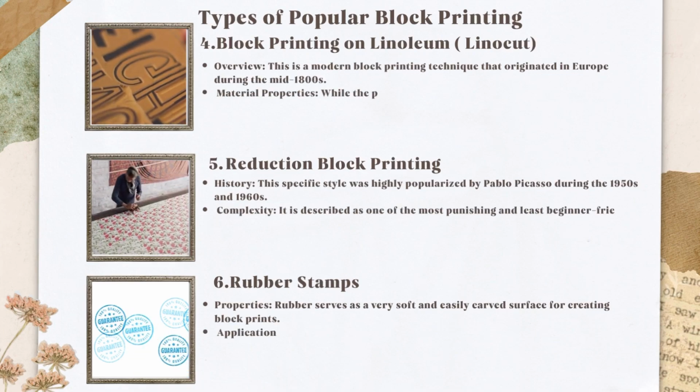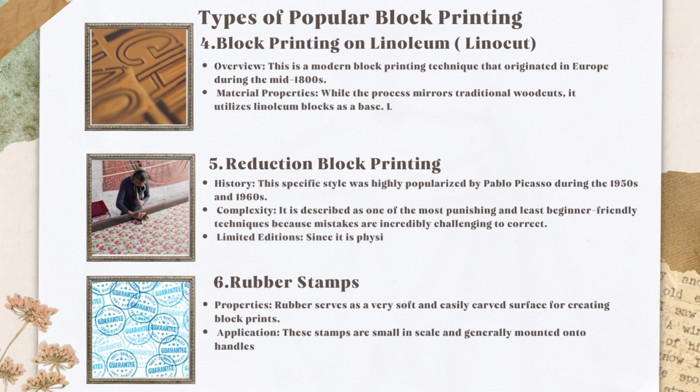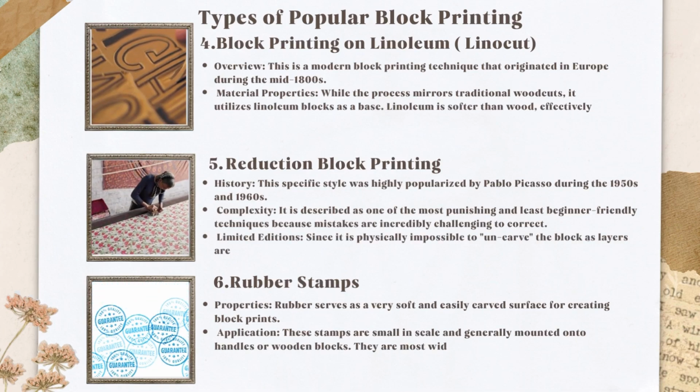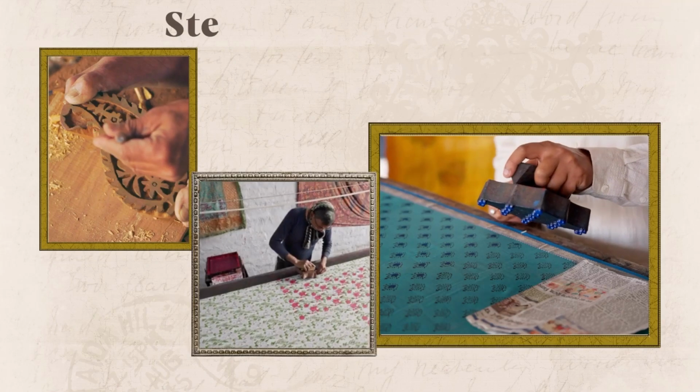Fifth one is reduction block printing, and sixth one is rubber stamp, as we all have seen the rubber stamps and also we have used these stamps. We are aware of these stamps.